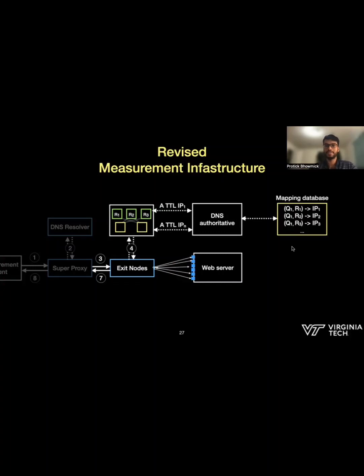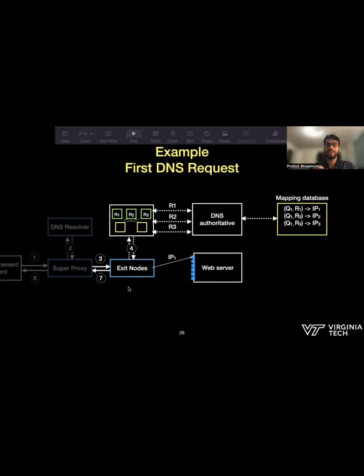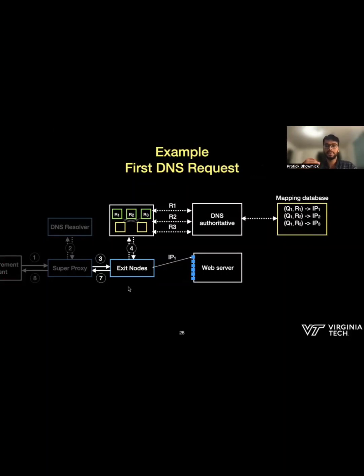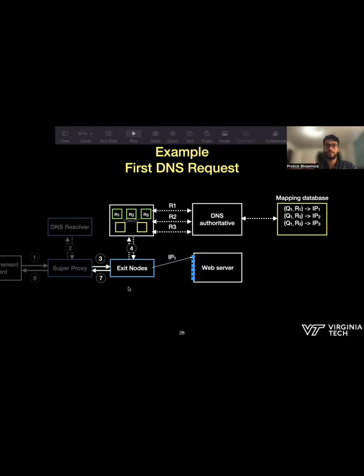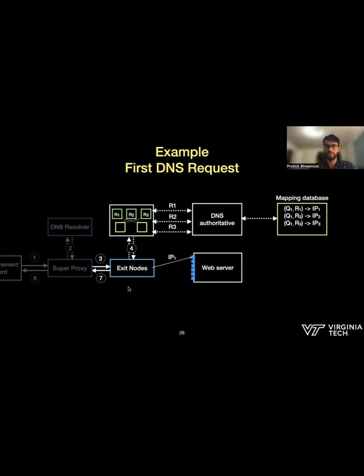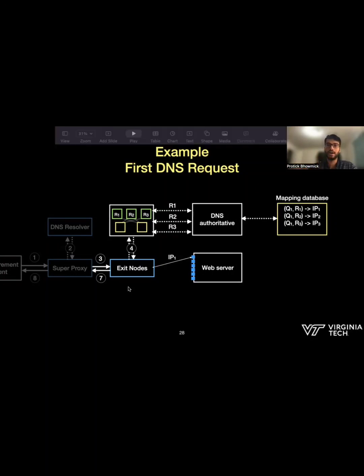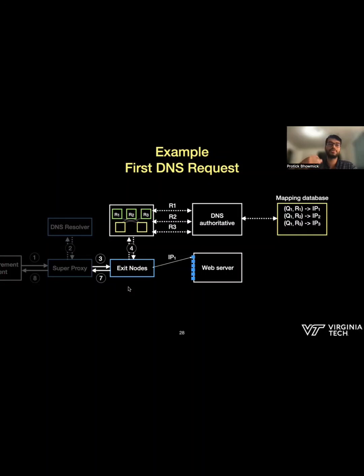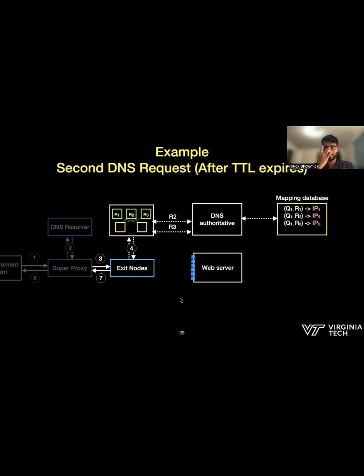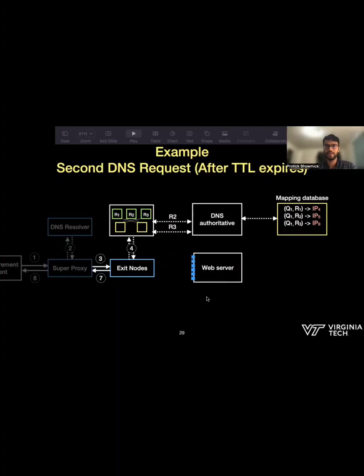So how does it help? When the exit node makes a connection to our web server, we can identify which interface this exit node is connecting to. For example, in this case, it's connecting to IP1. That means it was using the resolver R1, because we returned IP1 only to resolver R1. That's how we identify which resolver the exit node actually uses. And now, as in our initial experiment plan, we wait out the TTL period and we send the same query again through that exit node.